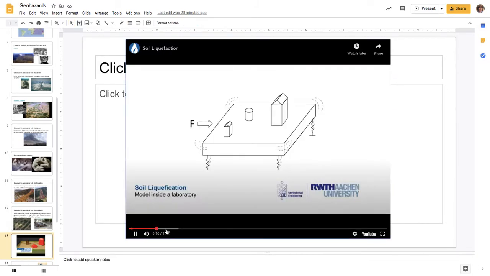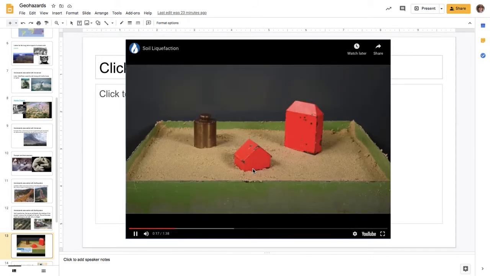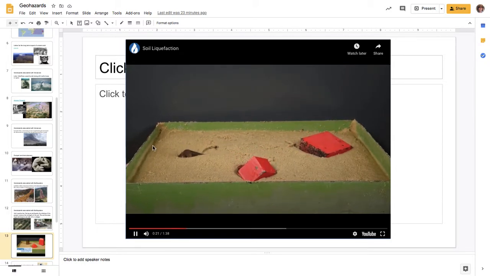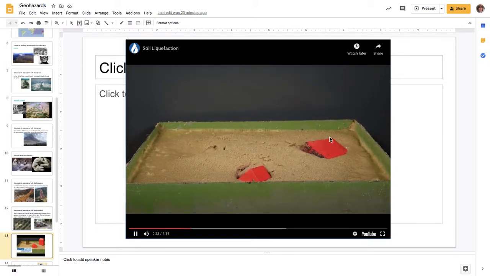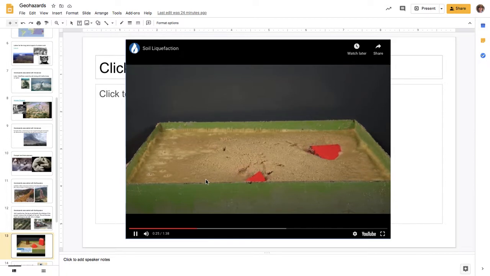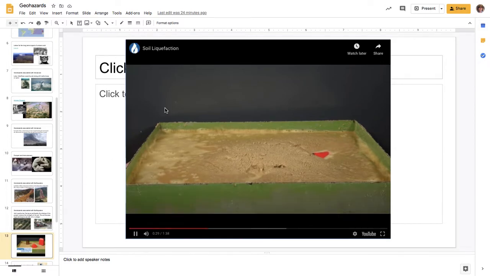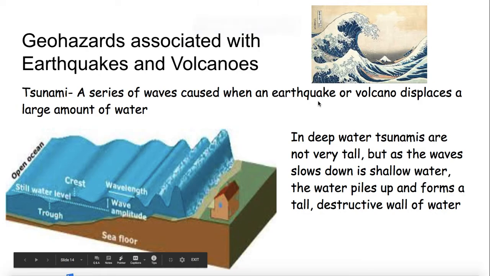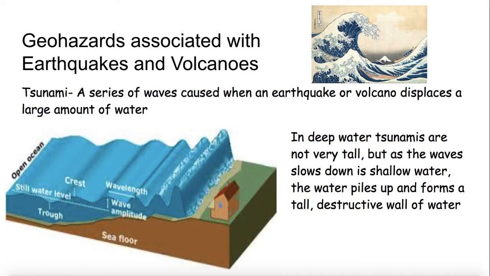Okay, here we go. So this is an earthquake table. It will shake. As it shakes, watch the building sink, sink, sink, sink. And you can see over here on the sides, you can see the water coming up. That's why the soil became weaker. That water is able to come up through those vibrations. That's soil liquefaction. And our final geohazard of the notes is tsunamis.